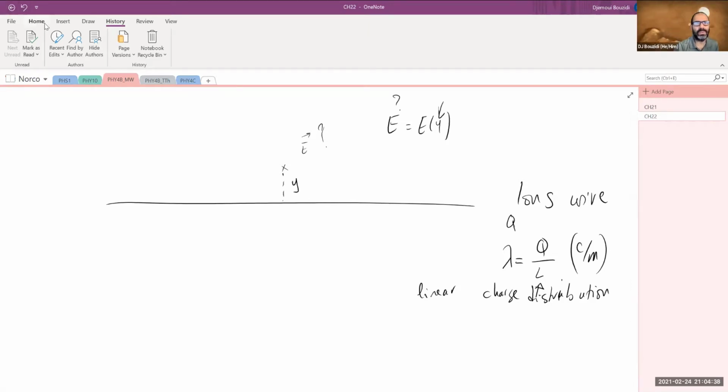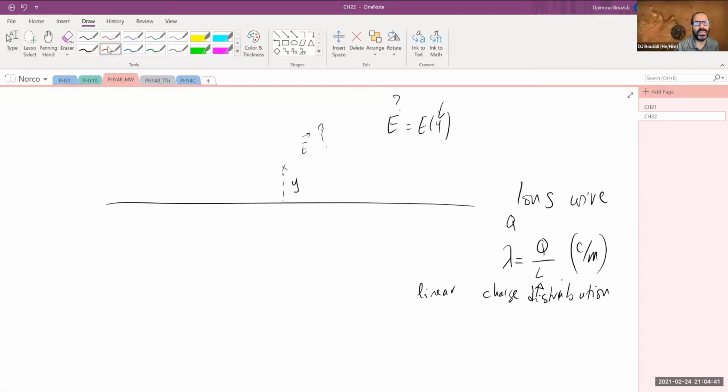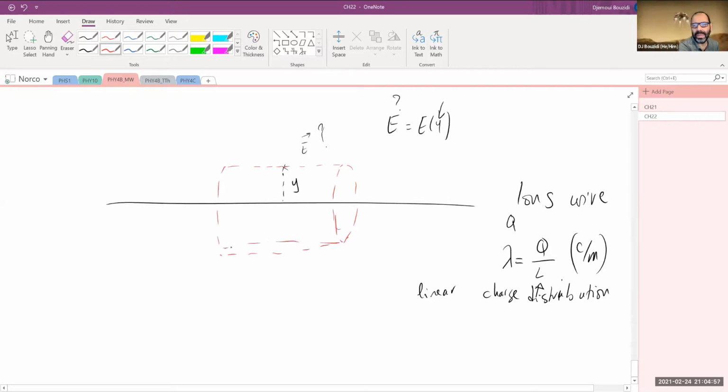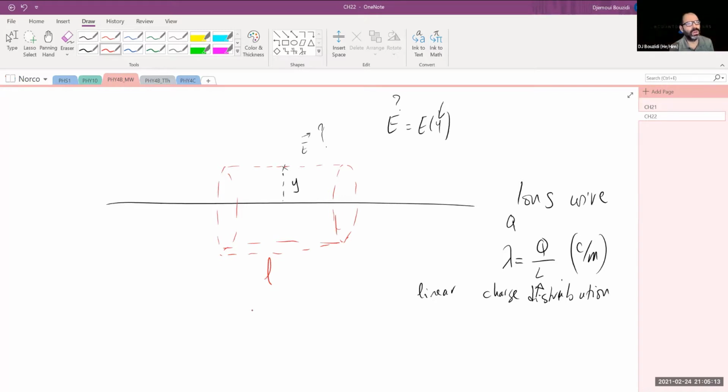So to solve this problem, I'm going to invent something that is actually not part of the problem. I'm going to make a Gaussian surface. I'm going to go around this wire and make a cylinder of radius y and a length that is convenient for me, that I chose to be of length L. So L is clearly not part of the problem, and I should not find an answer that depends on L. Otherwise I have a disaster before me, because if the answer depends on L, then it depends on your choice of this so-called Gaussian surface. You see the problem here.